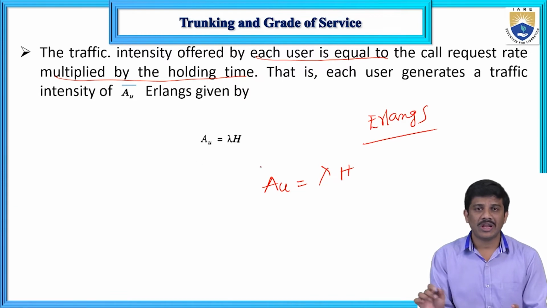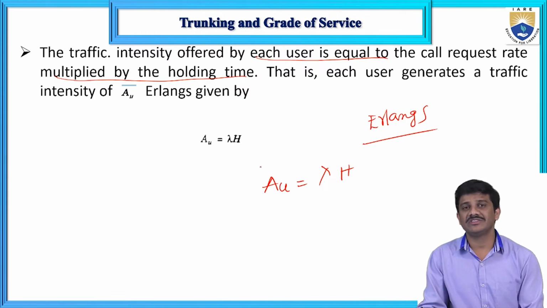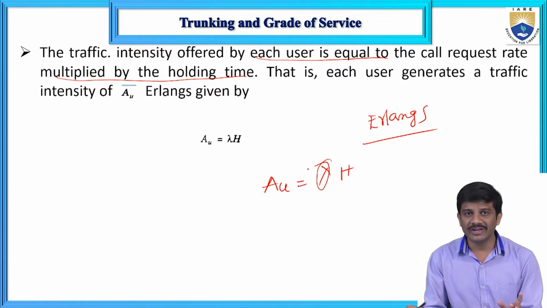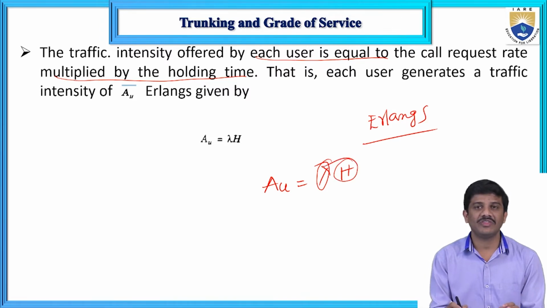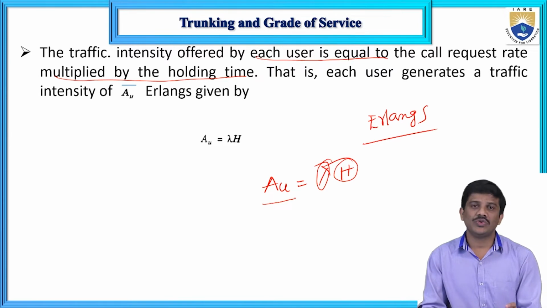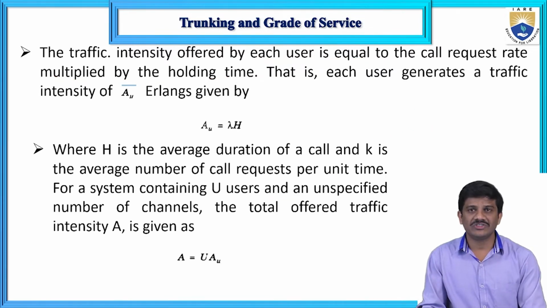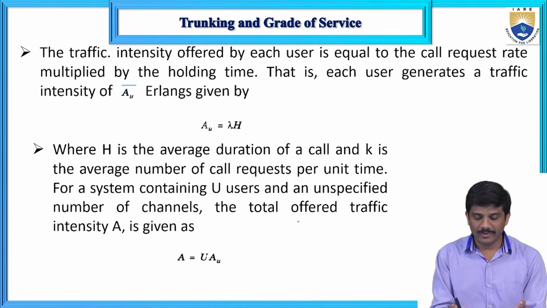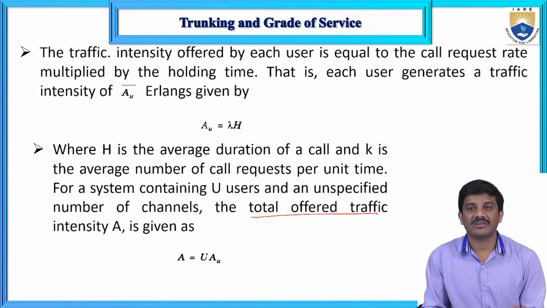Au equals lambda H. The traffic intensity offered by each user equals the call request rate, that is lambda, and the holding time, that is H. Then we can find the traffic intensity equal to lambda H. The units are erlangs. Like that we can see the next one, that is total offered carried traffic.